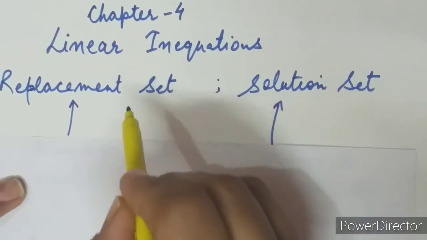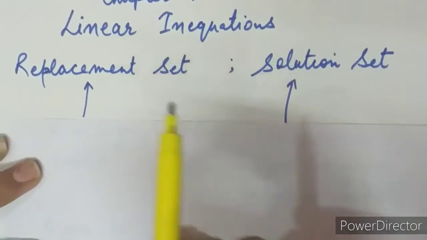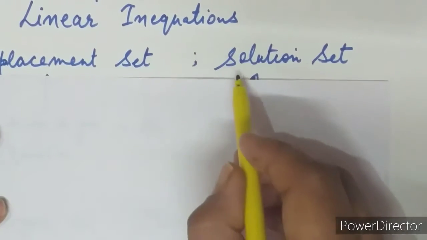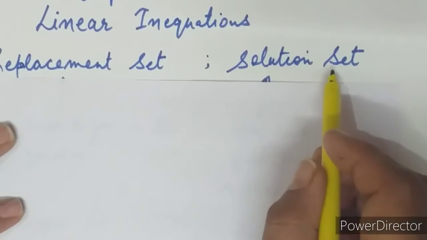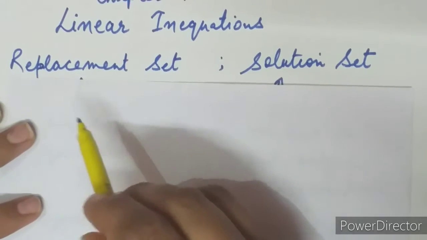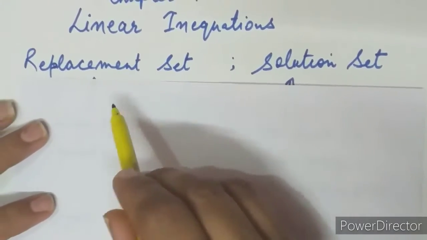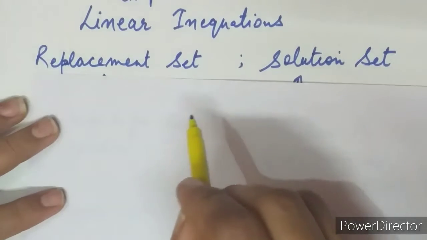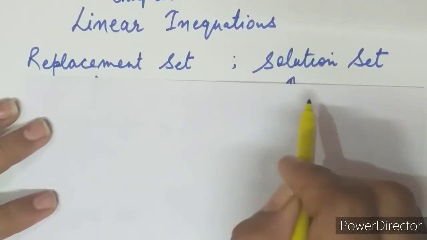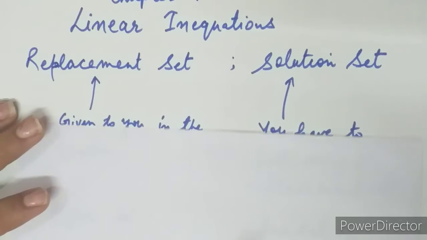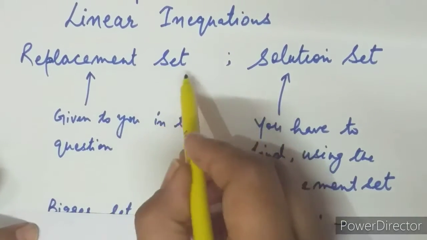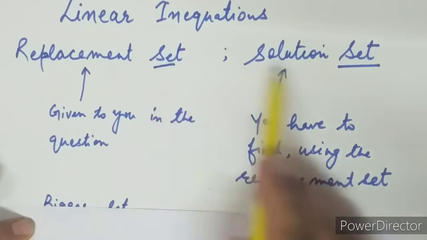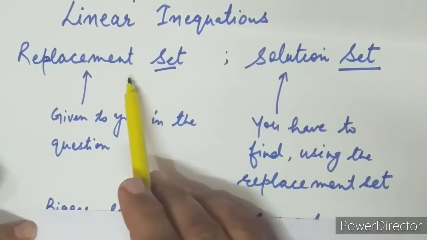We need to very clearly see the meaning of the replacement set and the solution set. If we are not able to properly differentiate between them, then it will not be possible for us to properly make use of them in the answers. So, first of all, both of them are two different kinds of sets only, with different names.